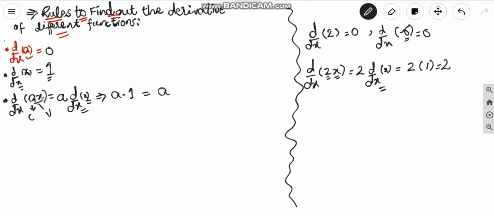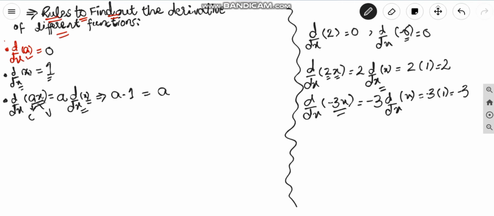which is 2. Similarly, if you want to find the derivative of some other function of the type ax, like minus 3x, similarly place the constant at the start and take the derivative of the variable x. The derivative of x with respect to x will be 1, so its answer is minus 3. In this way, you can find the derivative of functions like ax.